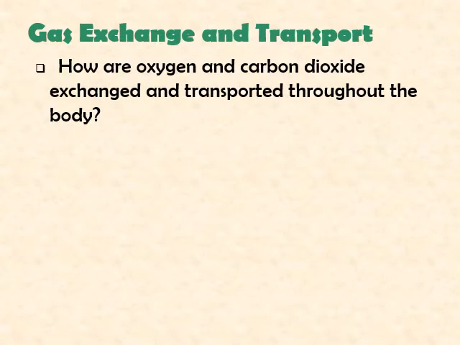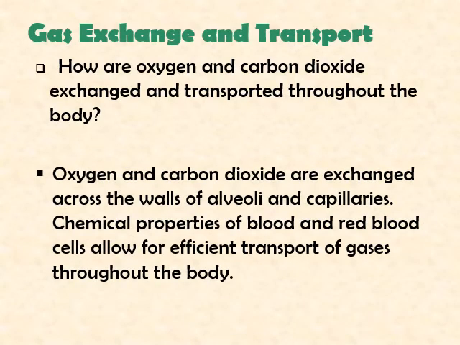Now let's see gas exchange and transport. How are oxygen and carbon dioxide exchanged and transported throughout the body? Oxygen and carbon dioxide are exchanged across the walls of alveoli and capillaries. Chemical properties of blood and red blood cells allow for efficient transport of gases throughout the body.